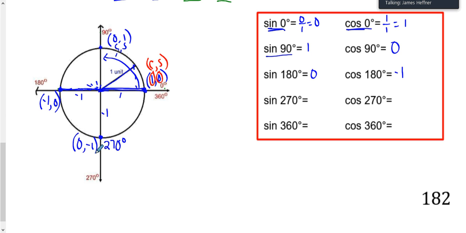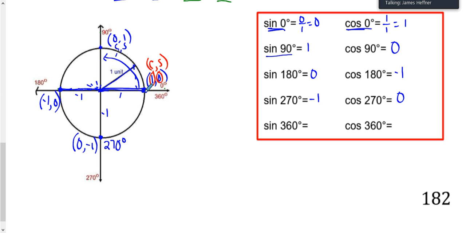So what's the sine of 270 degrees? Cosine comma sine. -1. Yeah. And what's the cosine of 270? 0. Let's go all the way back around to 360.